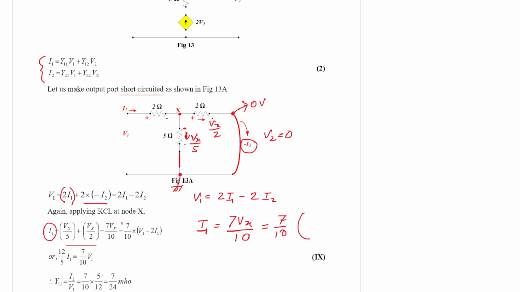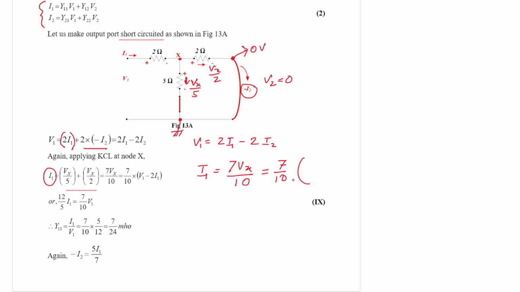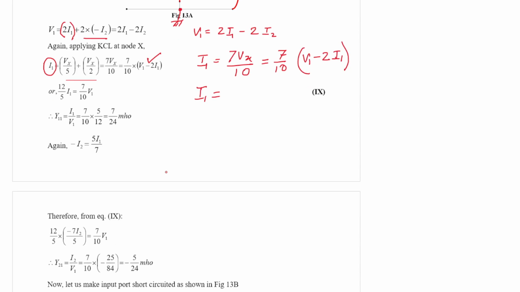Now let us find out what is Vx. What is I1? I1 is nothing but the potential difference existing, V1 minus Vx, and this 2 ohm resistance causes the current to flow. That means I1 is equal to (V1 minus Vx) by 2. As a result, Vx will be V1 minus 2I1.